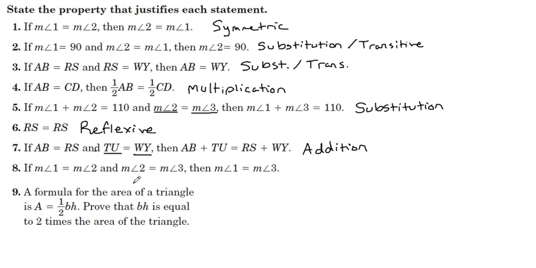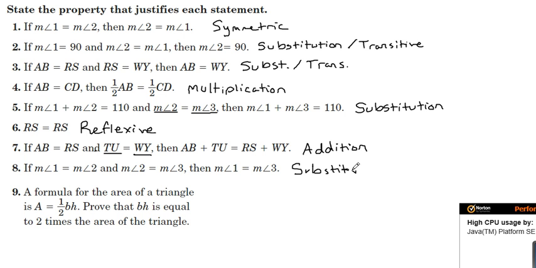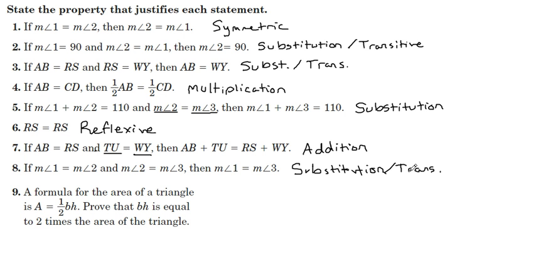Number 8, if the measure of angle 1 is equal to the measure of angle 2, and the measure of angle 2 equals the measure of angle 3, the measure of angle 1 equals the measure of angle 3. Again, we have a substitution situation going on. Substitution. And possibly transitive. See, this right here is the go-between being transferred or substituted.